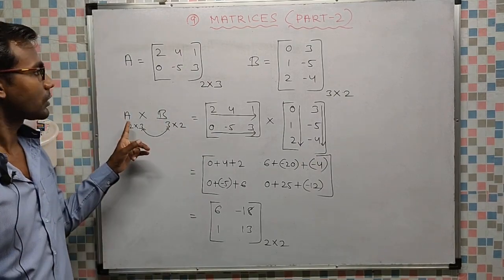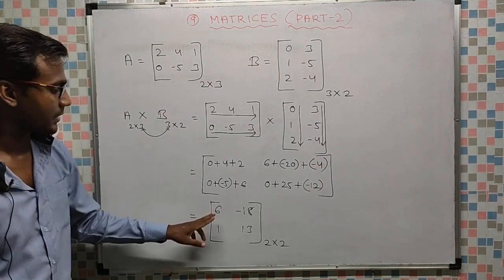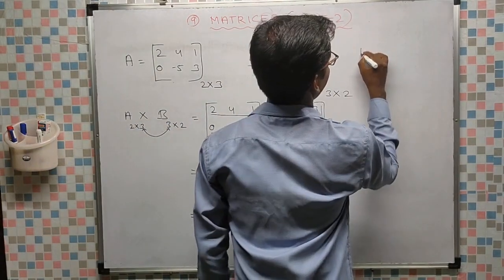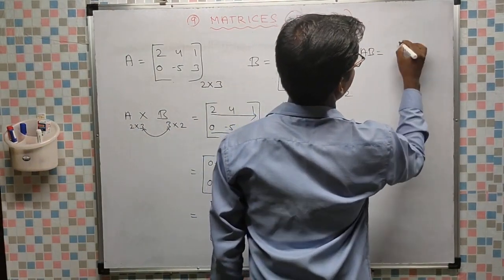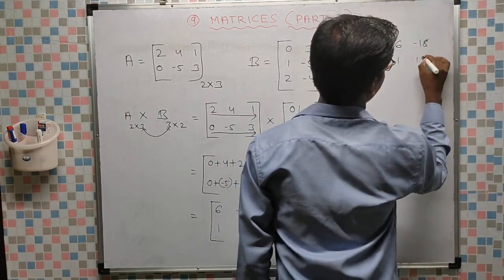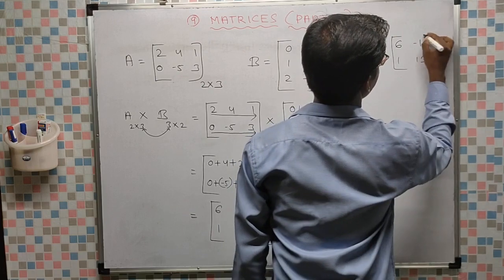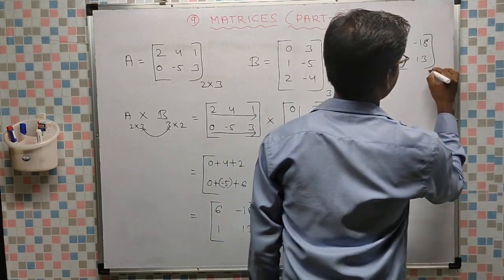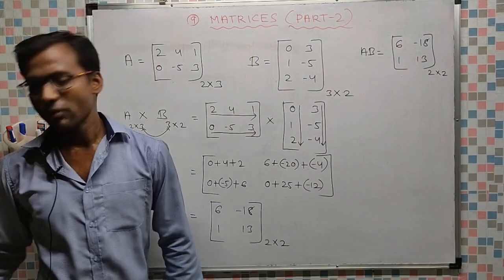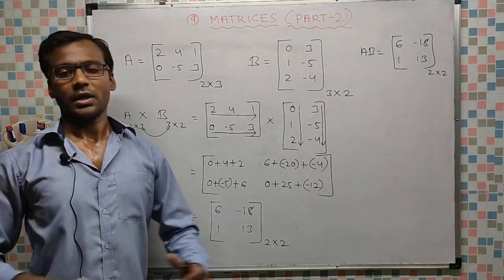So we got A into B is equal to 6, minus 18, 1, 13. I am writing here. AB is equal to 6, minus 18, 1, 13. Its order is 2 by 2. Now let us multiply B into A.